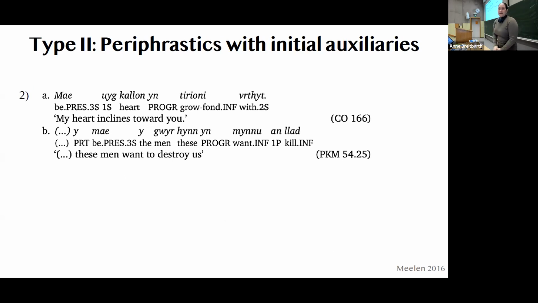And there's the second type, as I said, periphrastic constructions with initial auxiliaries. So the auxiliary is the verb bod, to be, here, and in 2a, you see my and halon interion. So my is the auxiliary, and it literally is sort of like, is my heart inclining to you? So this is the auxiliary first. Sometimes you have a particle before that as well, but the construction is the same as you see in 2b.